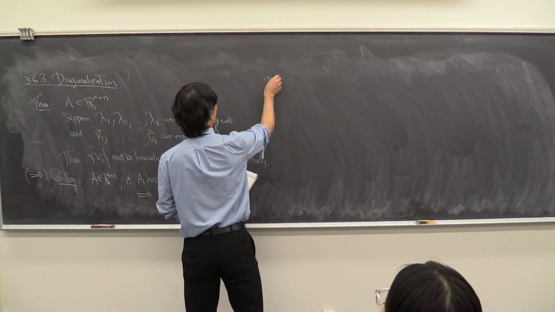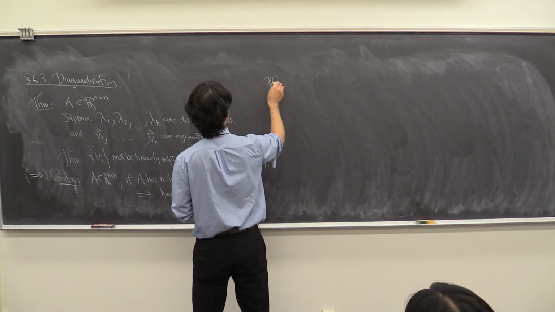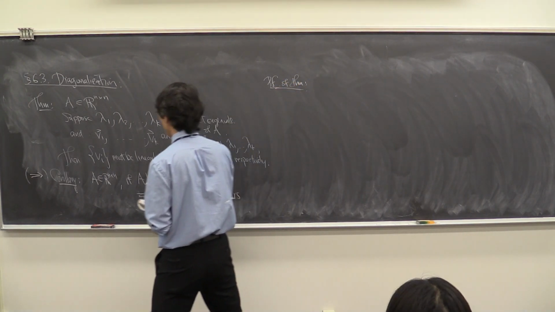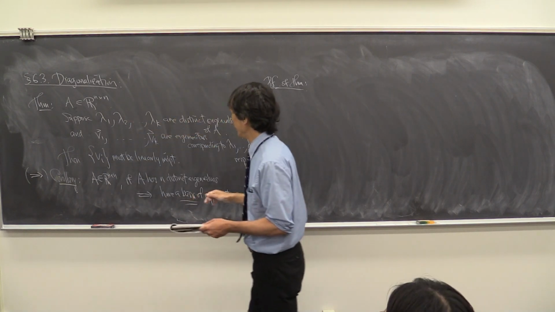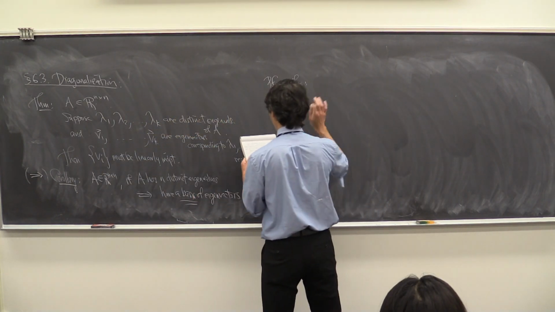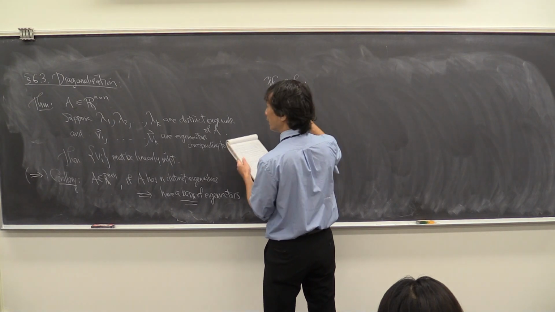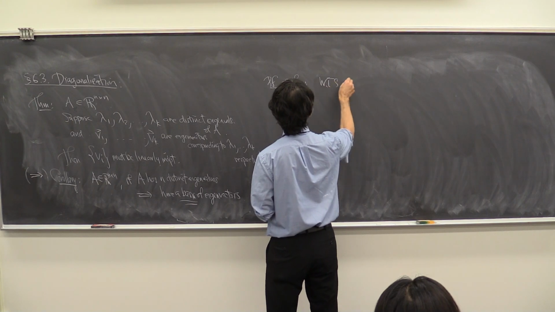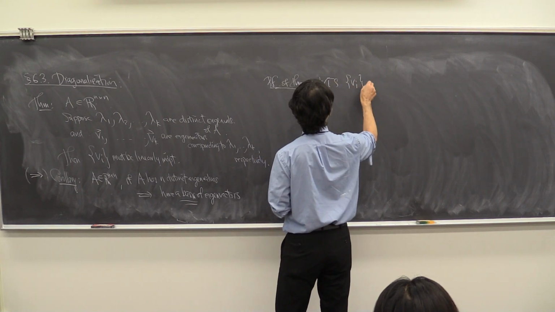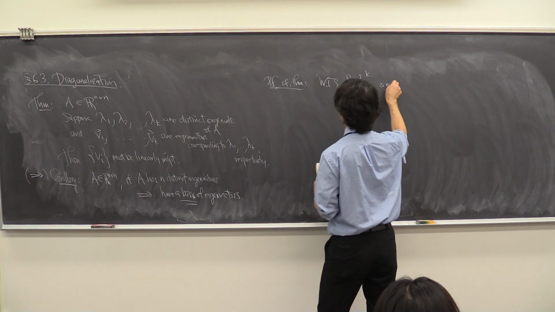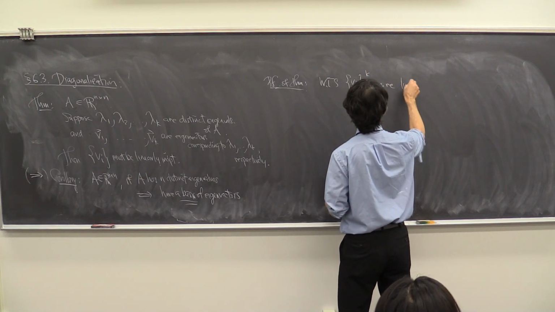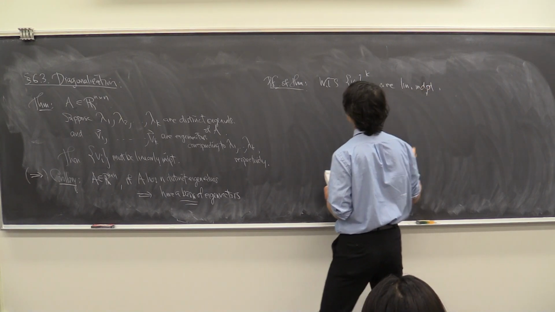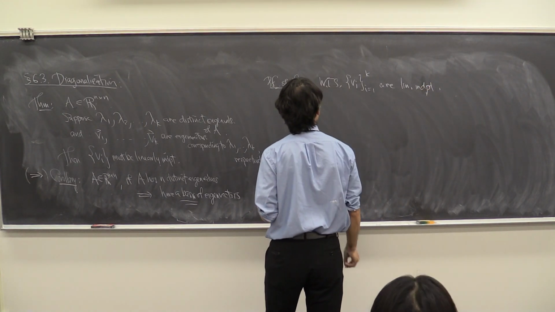Okay, let's prove the theorem. We don't need to prove the corollary, it follows immediately, right? You just say it follows immediately. Okay, so proof of the theorem. We want to show that the v sub i, i equals 1 to k, are linearly independent.